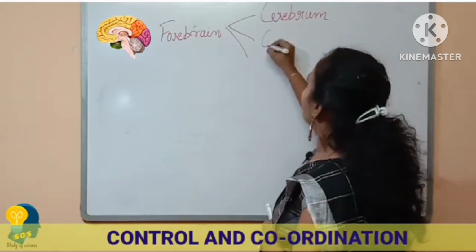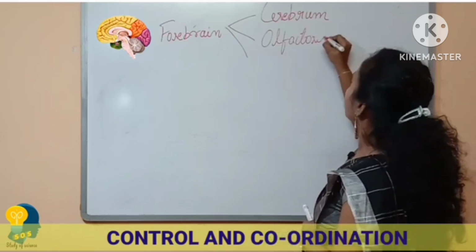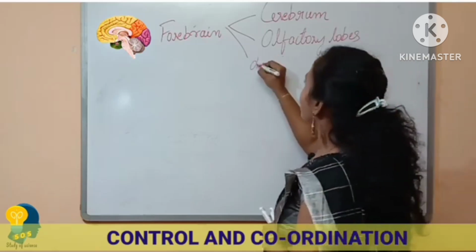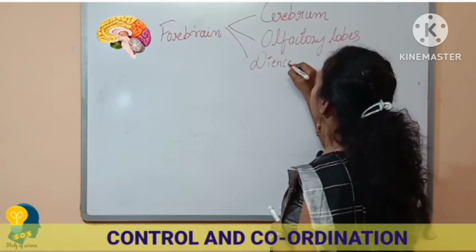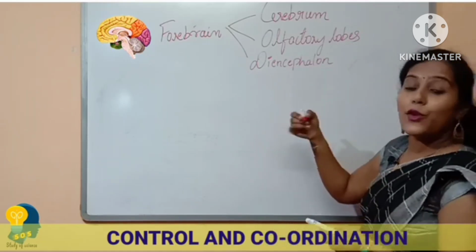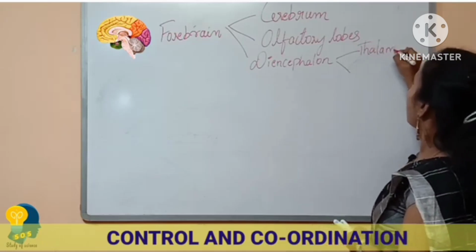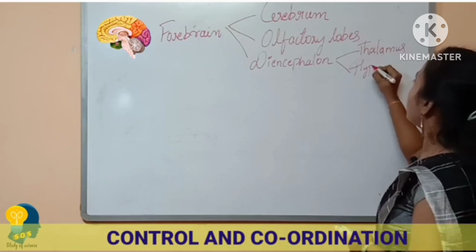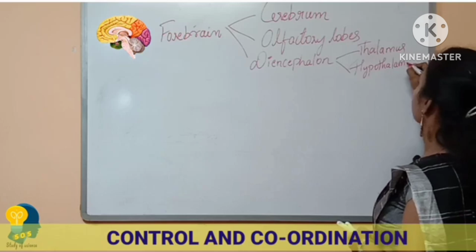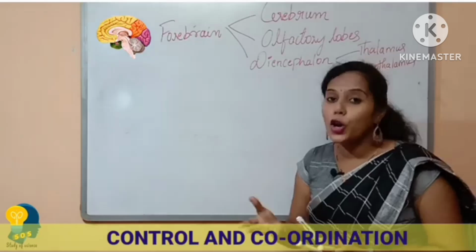Second one is the olfactory lobes. And the third one is the diencephalon. See, under diencephalon, we are going to study about the thalamus and hypothalamus. Okay. So, these are the 3 parts which come under the forebrain.